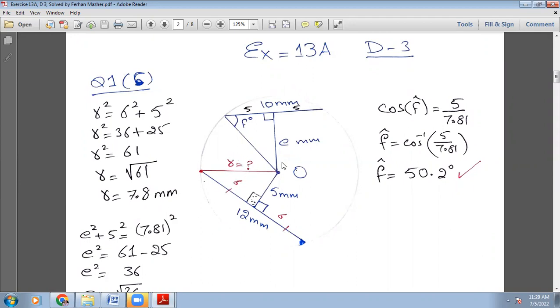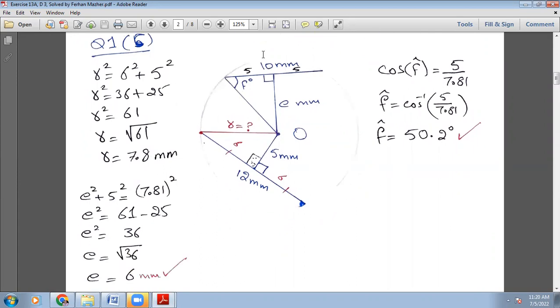So once you know the radius, then make this right angle triangle. This will be 5, this will be 5, this is E. This radius will be 7.8. So we will apply Pythagoras on this triangle. Then I will be able to find out the E value. So E square plus 5 square is equal to 7.8 square. So E square will be equal to 61 minus 25. So E square will be equal to 36. Then we will take the square root on both the sides. So E will be equal to 6. So this value is 6.